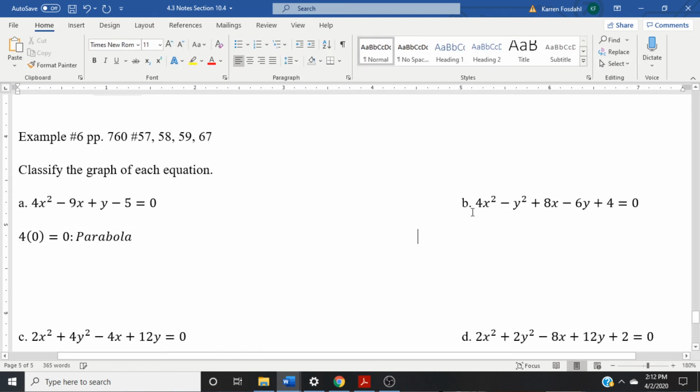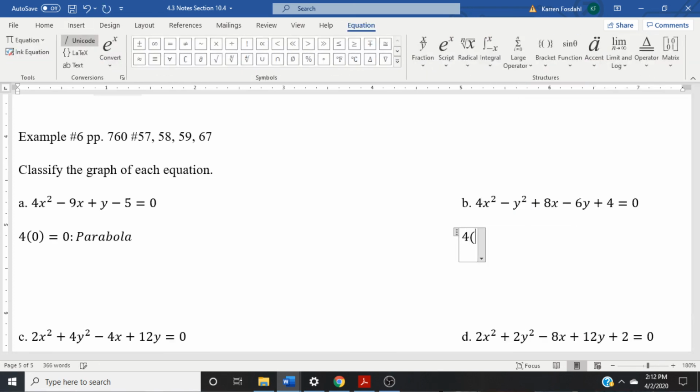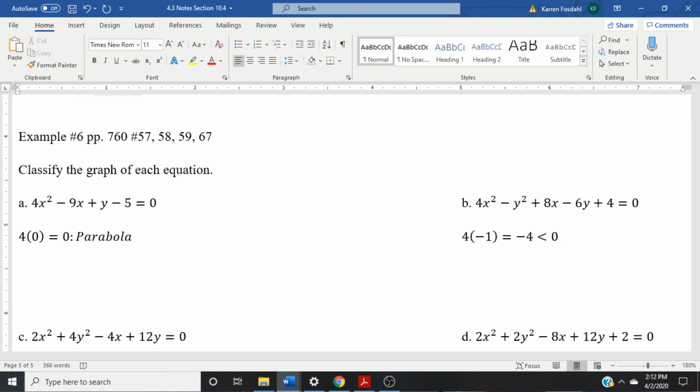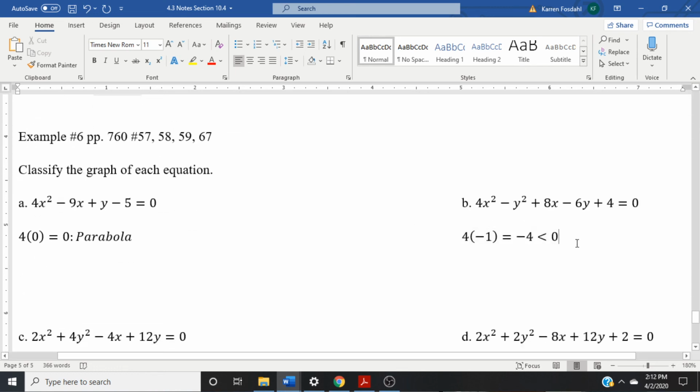What about our second one? What's A times C? 4 times negative 1 is going to equal negative 4, which is less than 0. Looking back at the top, if A times C is less than 0, that's a hyperbola. So we say hyperbola.